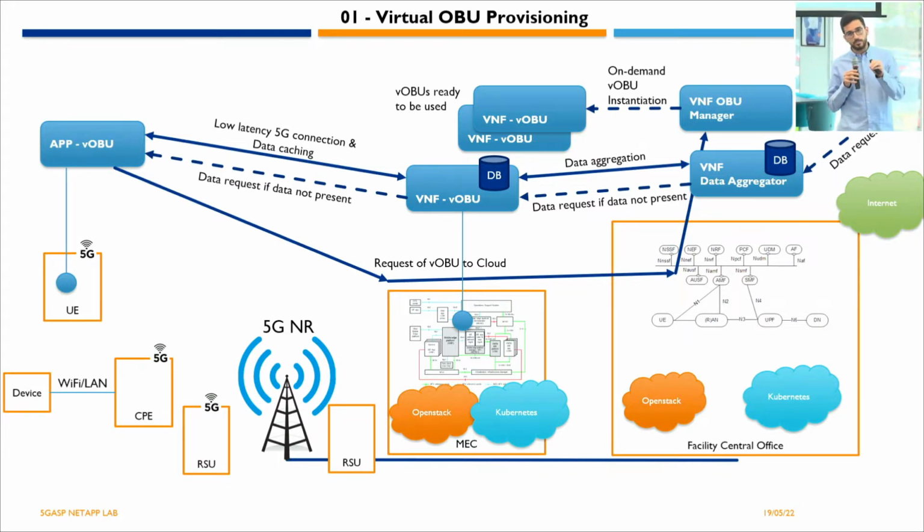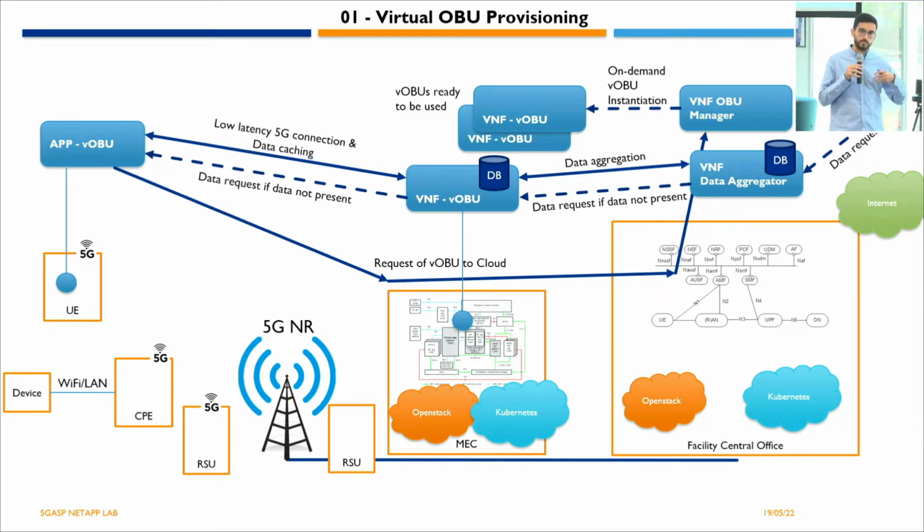Then in the cloud we have the manager and the data aggregator. The manager obviously manages and orchestrates the virtual OBUs and the location, the communication, the instantiation, and also the release of the resources. And finally, we have the data aggregator that acts as a first entry point to the system. So with that, we can also achieve some kind of caching in the cloud, so the access is direct.